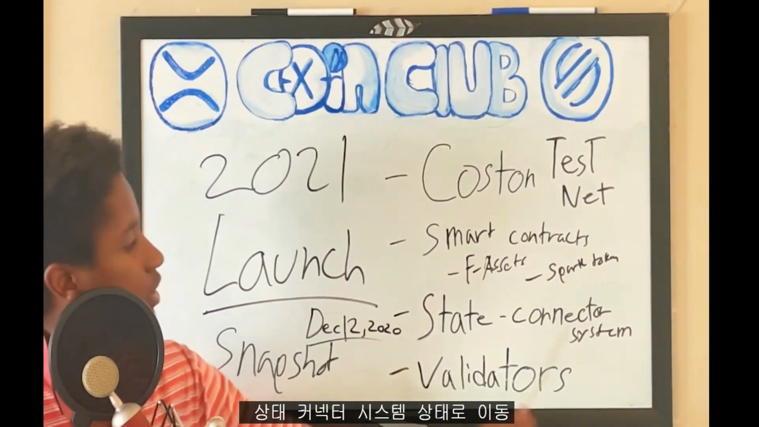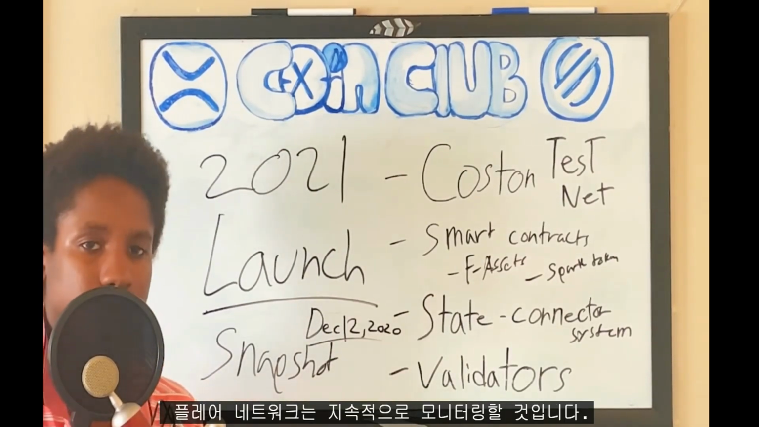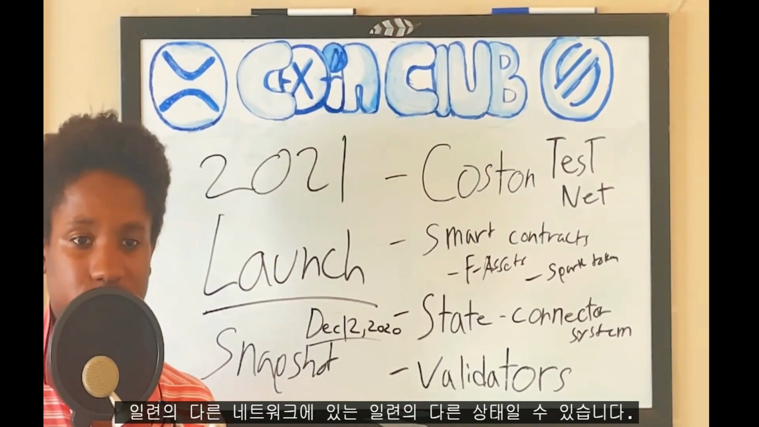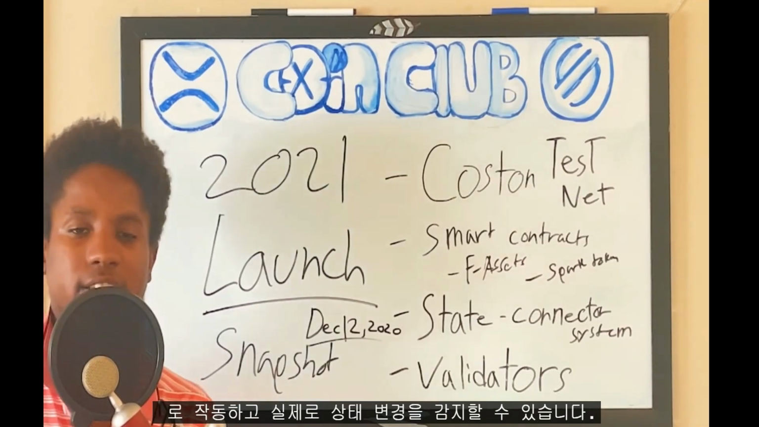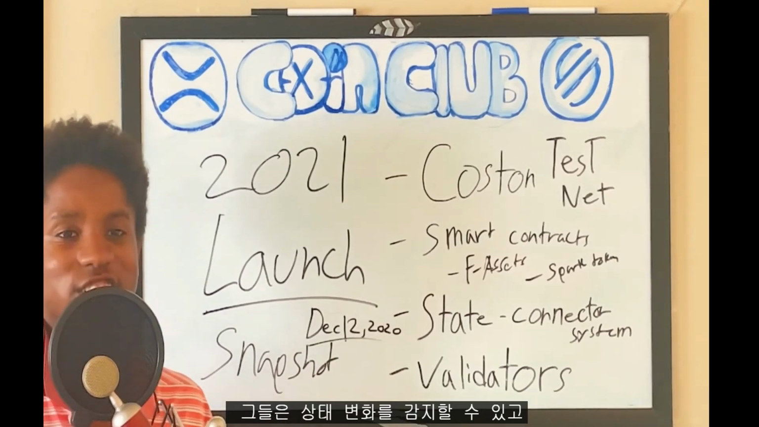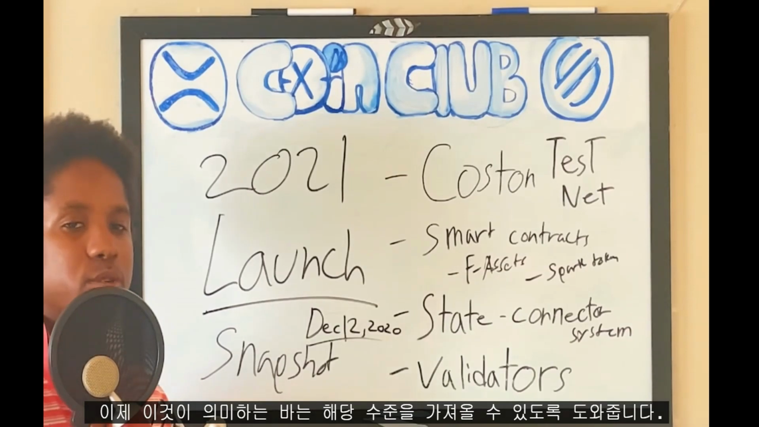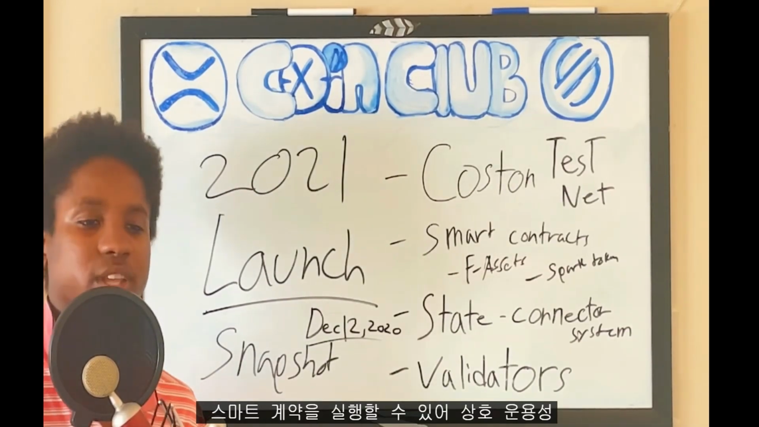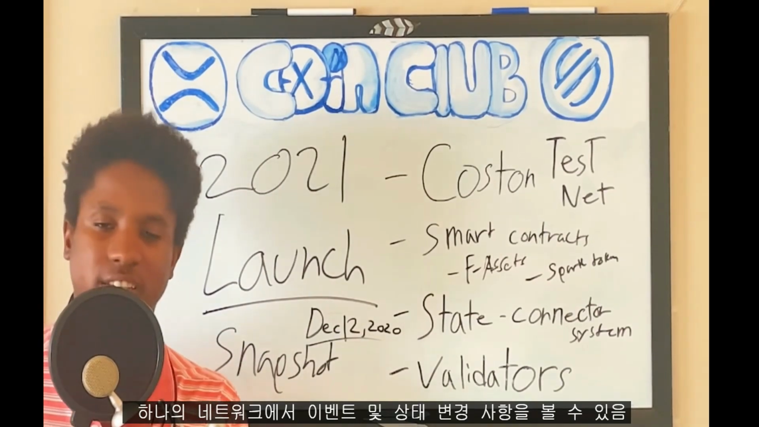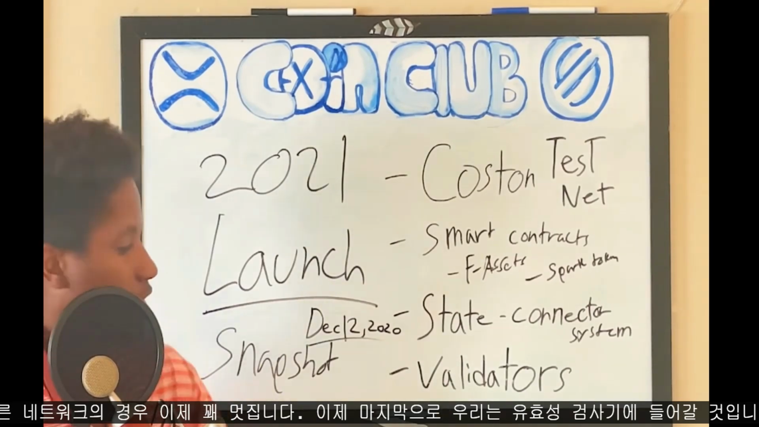Now let's go into the state connector system. The state connector system is also quite interesting because the Flare network will constantly be monitoring a series of different states on a series of different networks that it may be operating with, and it can detect state changes and triggers on networks that aren't native to its own. Well, what does that mean? This helps bring that level of interoperability by having smart contracts execute on one network by being able to see the events and state changes of another network. It's quite cool.